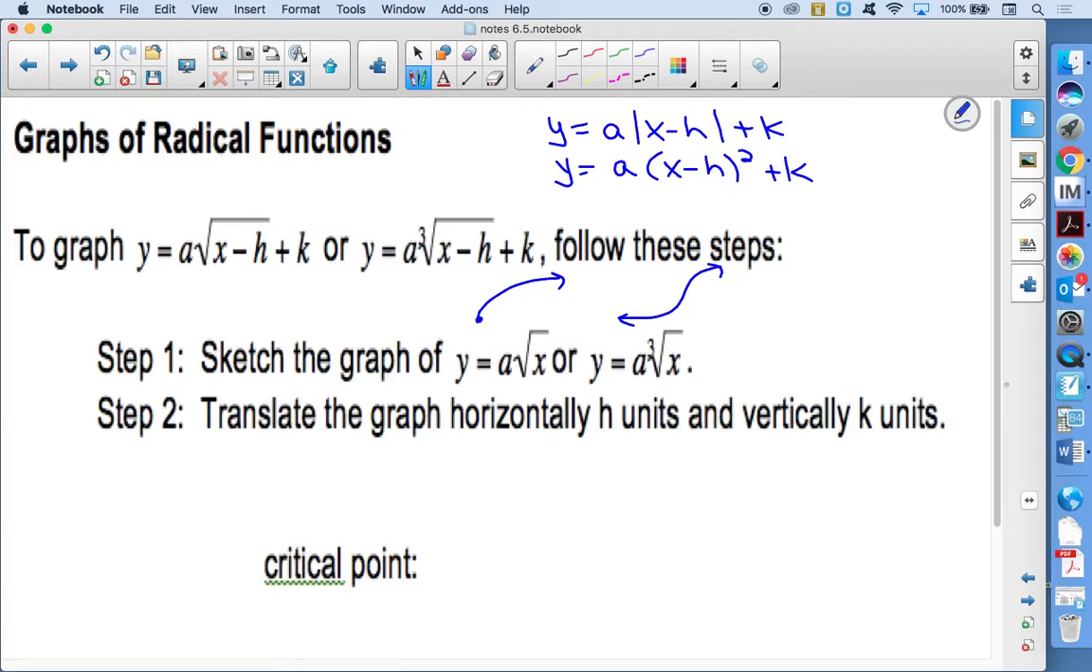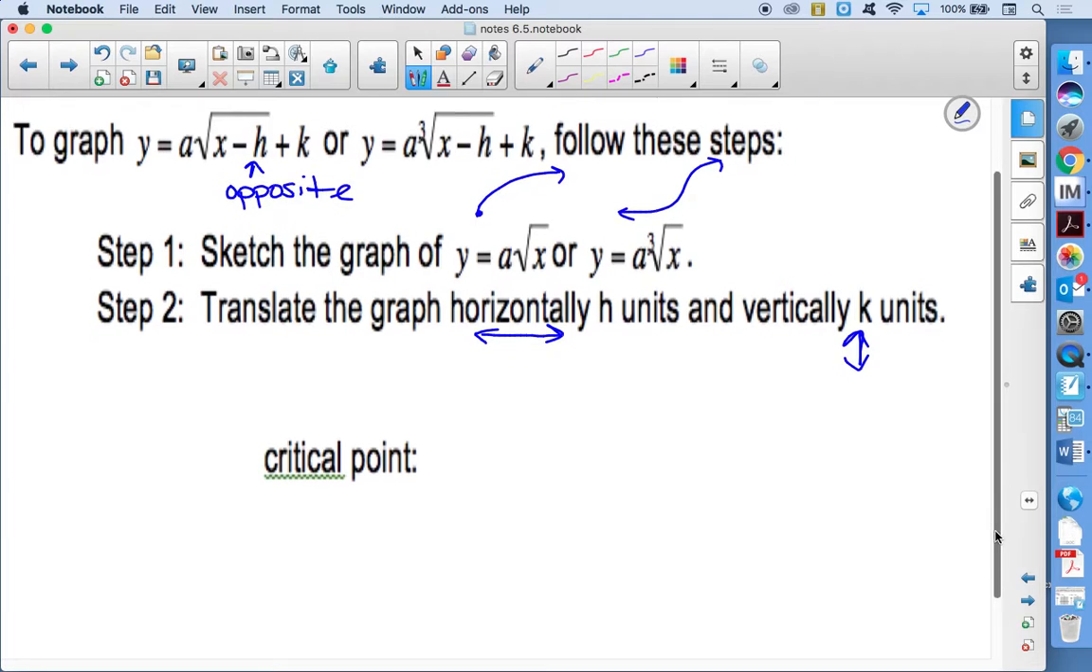Step 2 says translate the graph horizontally, h units. So h moves the graph left or right, and vertically k units, k moves the graph up or down. But there was a little trick that we had to remember. So if you look underneath, does anybody remember what had to happen with that h value? Opposite. Yeah, it moves the graph opposite. So remember, the h was always the opposite of what was underneath the square root or the cube root or the square or the absolute value. So it's always opposite for h.